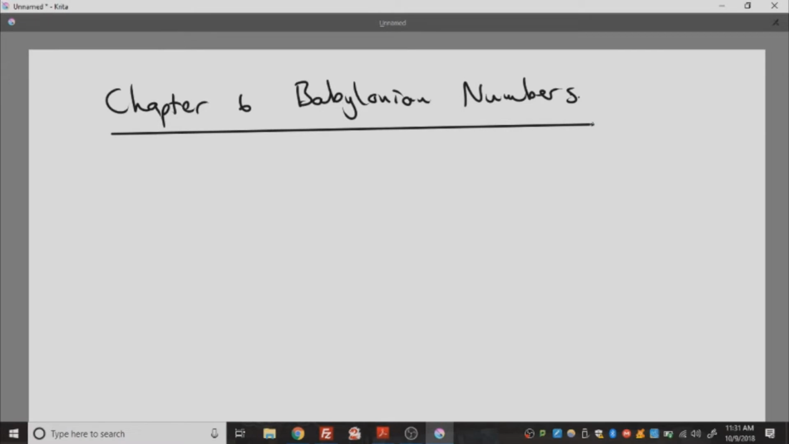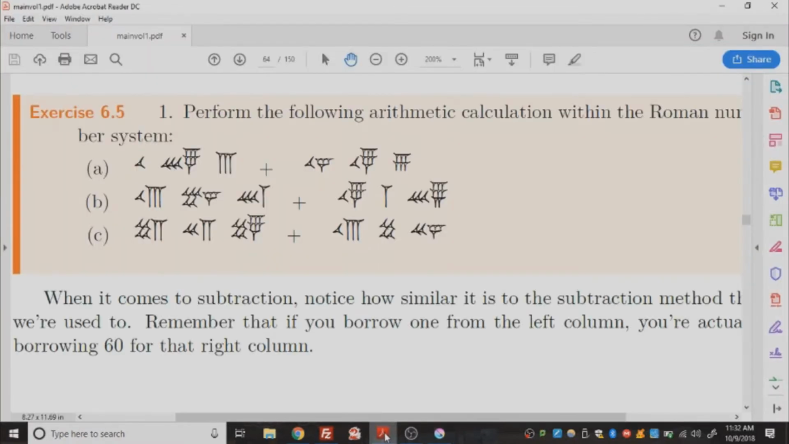So we've done the conversion. There are three types of questions: converting from a Babylonian number to decimal, converting from decimal to Babylonian, and arithmetic. That's what we did for the Roman numbers, and that's what we're going to do here. So we have to start with the arithmetic exercise. And it is 6.5.